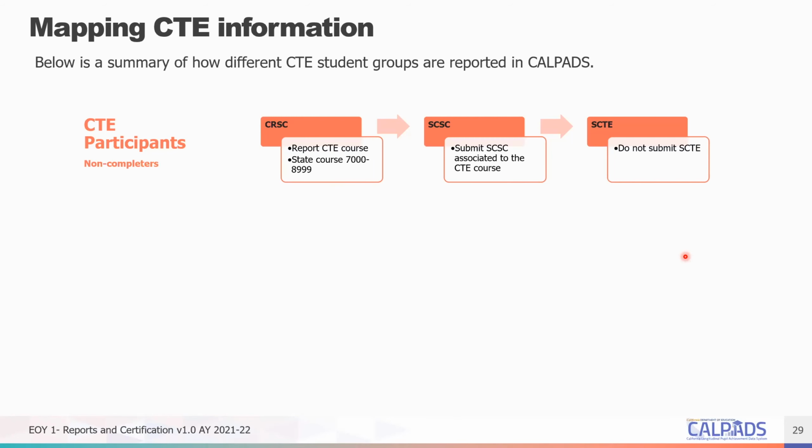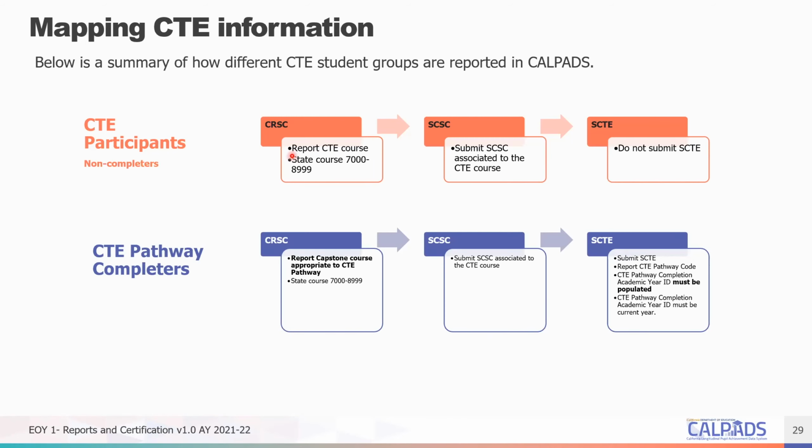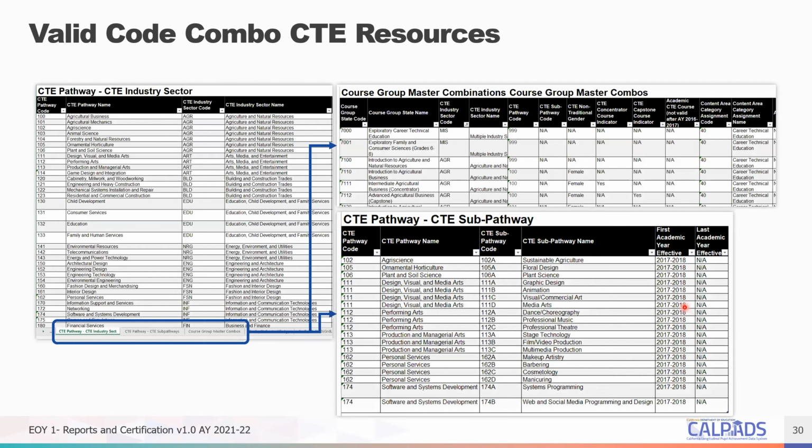Just a way to reinforce this again: for CTE participants who are not CTE pathway completers, you only submit the CRSC and SCSC file. Do not submit an SCTE record. For completers in this current academic year, you submit the CRSC with the CTE course, the SCSC reflecting that the student completed the capstone course, and then you also have the SCTE record that identifies this current academic year and the pathway completed.